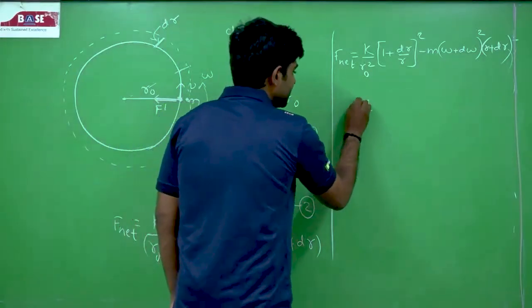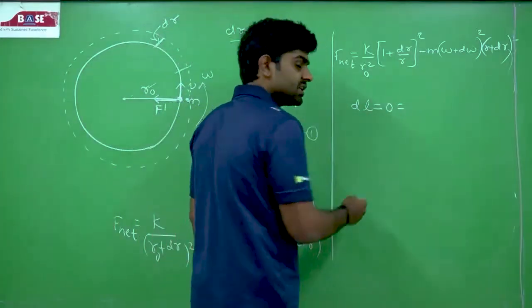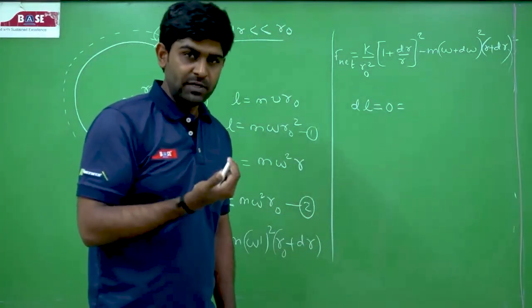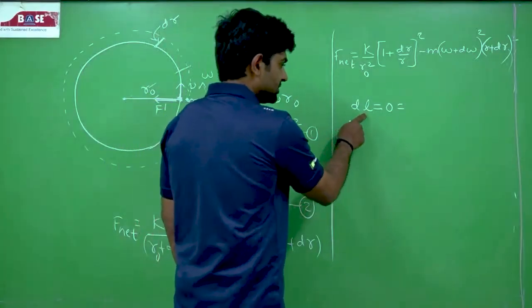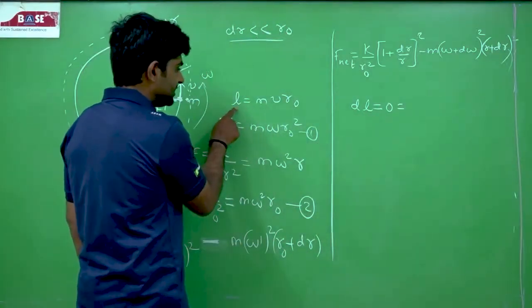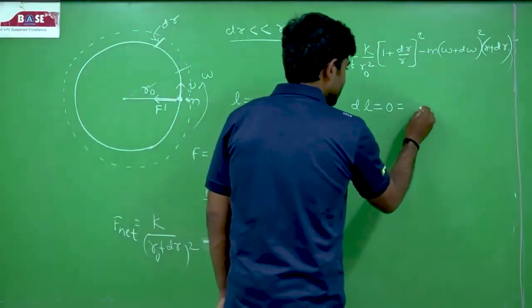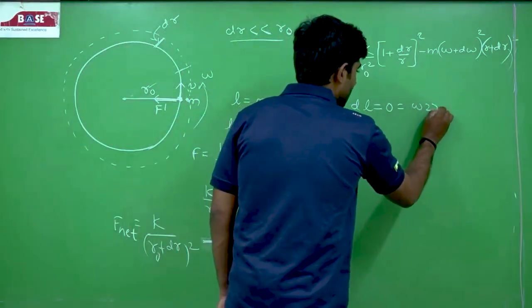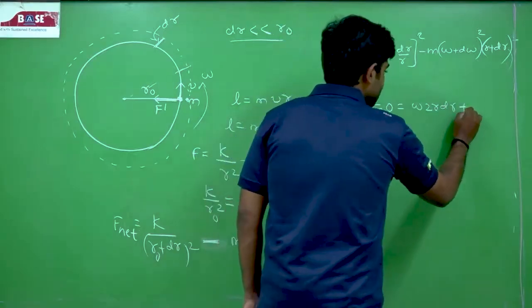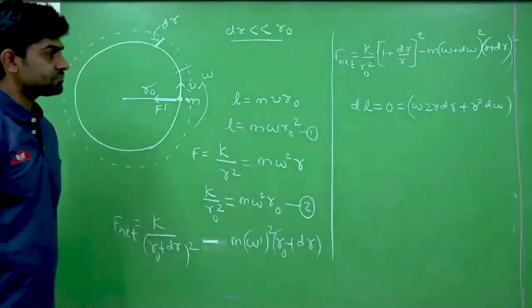From this we can see that the change in angular momentum is 0, because from the given data we have to keep angular momentum constant. So we'll keep that as constant and differentiate it. That would be 0, and we'll see the variation in L in terms of omega and r naught. So this goes as omega 2r dr plus r square d omega. This is what we have.